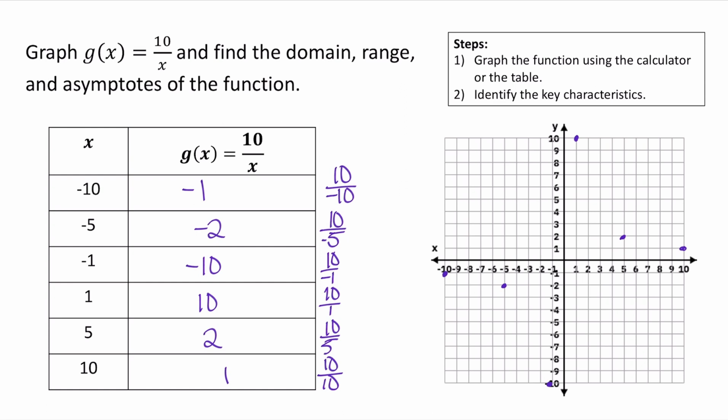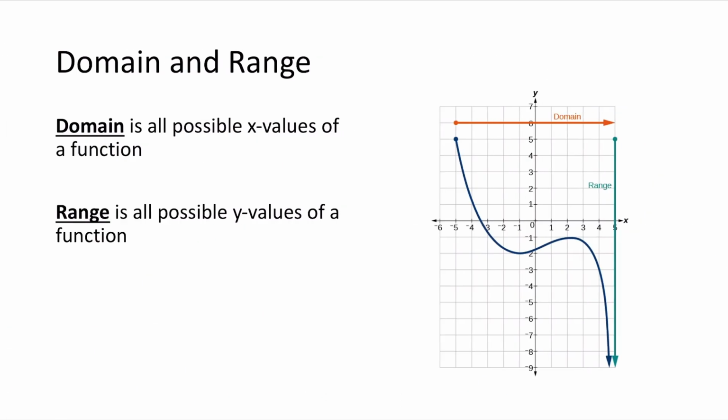We can go ahead and connect these points to form our graph. So our graph will look like this. Notice that it breaks at x equals 0, right? Which makes sense because x equals 0 will be an asymptote of our function since our denominator cannot equal 0. That's why we have our function in two pieces. So remember, the domain will be all the possible x values of a function. Range is all possible y values.